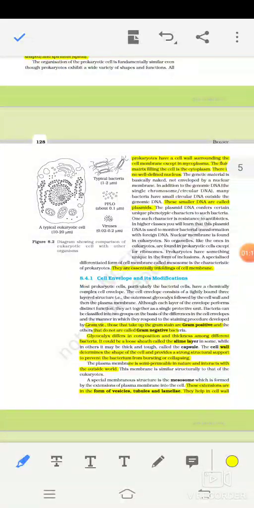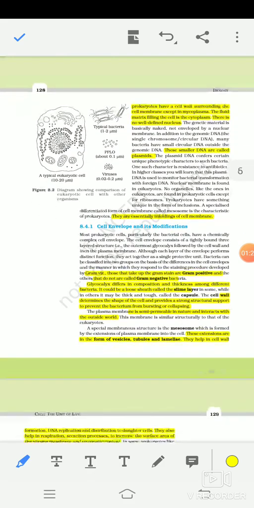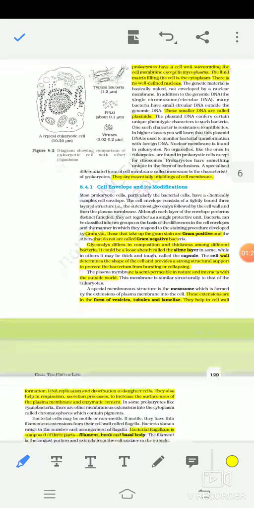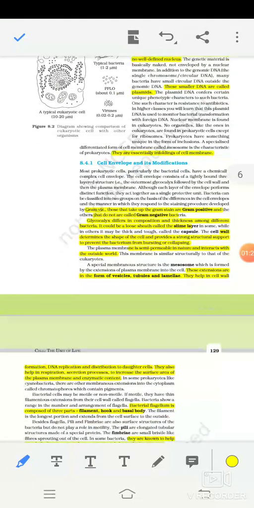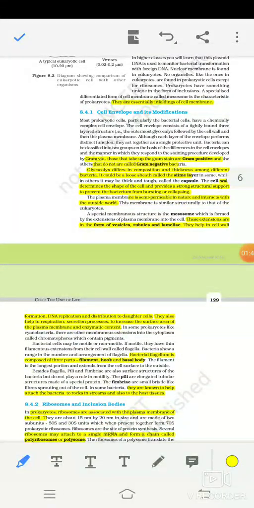The fluid matrix filling the cell is the cytoplasm. There is no well-defined nucleus. The smaller DNA pieces are called plasmids. Next, the cell envelope and its modifications: the cell envelope is made of the glycocalyx, the cell wall, and the plasma membrane. Bacteria that take up the Gram stain are called Gram positive, and others that do not are called Gram negative bacteria. Glycocalyx differs in composition and thickness among different bacteria.